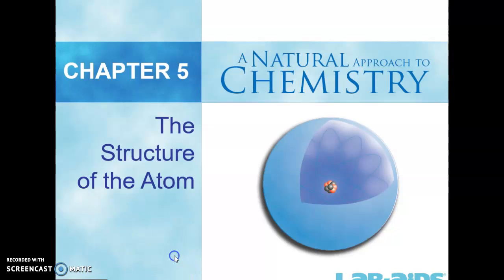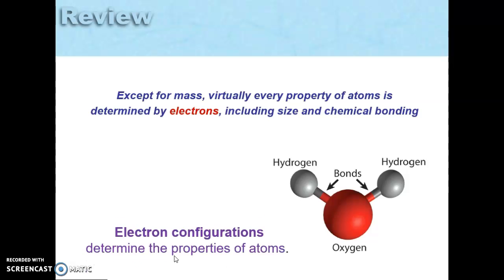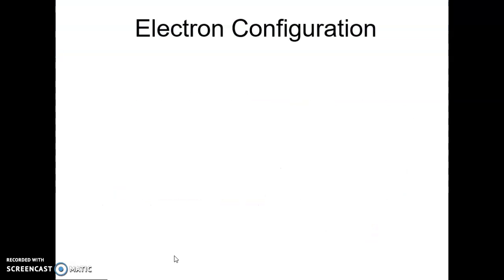We're studying the structure of the atom, and we're on 5.3, Electron Configurations. So, except for the mass of the atom, virtually every property of the atom is determined by electrons, including the size of the atom and its chemical bonding, and a lot of its properties. Electron configurations determine the properties of atoms. So we're going to be talking about electron configurations because they are super important because they deal with chemical properties and we are in chemistry. So that's why we're going to study them.